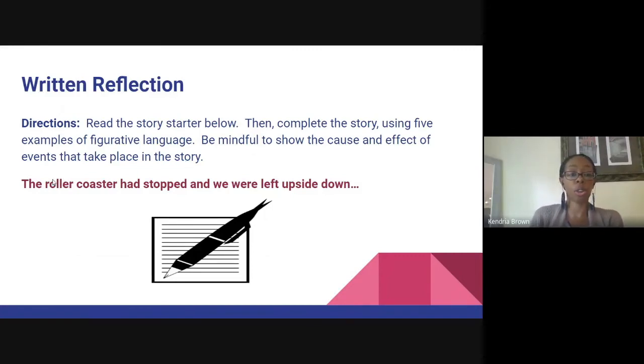So this is the story starter. The roller coaster had stopped and we were left upside down. In your notebooks, finish the story using 5 examples of figurative language and remember to show cause and effect of the event.